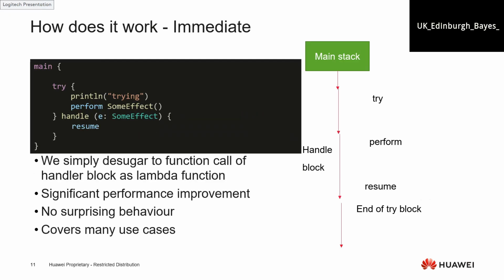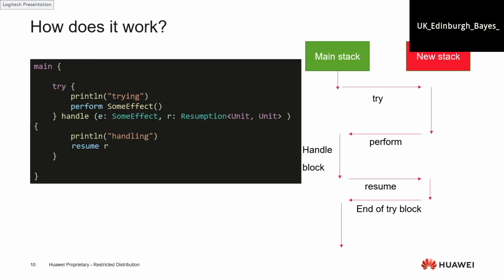Now, for immediate handlers, it's much simpler. Basically everything's on the same stack, and we desugar everything into a plain function call. The try block just becomes a lambda, and we enter that and call it. The handle block is another lambda. We resolve it, and then we just immediately call the handler. When we resume, that's just the handle block returning control back to the function which called it, which is the perform call. So this gives us a very significant performance improvement compared to doing this.